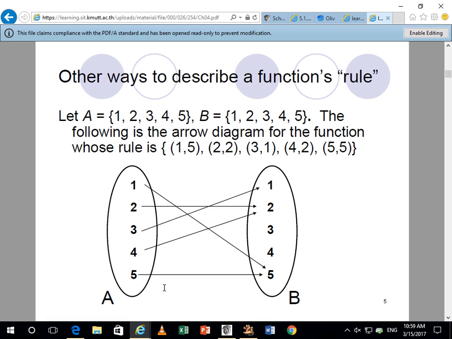So we have two domains, A: 1, 2, 3, 4, 5, and B: 1, 2, 3, 4, 5. These two sets are actually identical. But the rule says we'll map 1 from the input to 5 in the output. We'll map 2 in the input to 2 in the output. 3 to 1, 4 to 2, 5 to 5. So each input has one output, one and only one output. So that means this is a function.